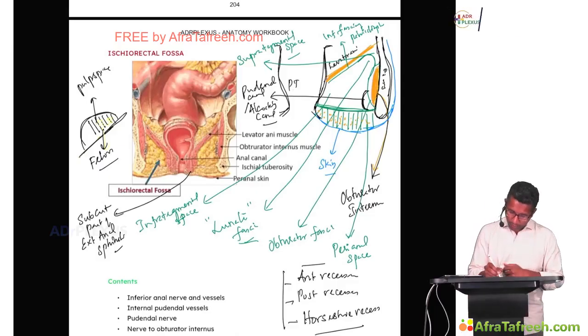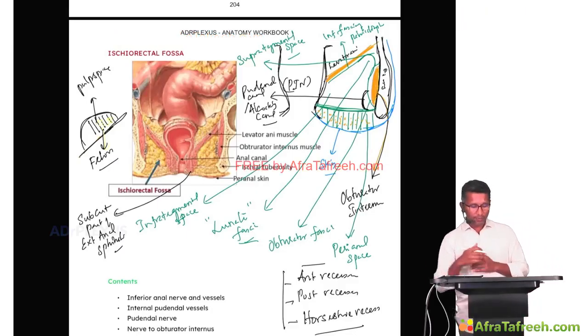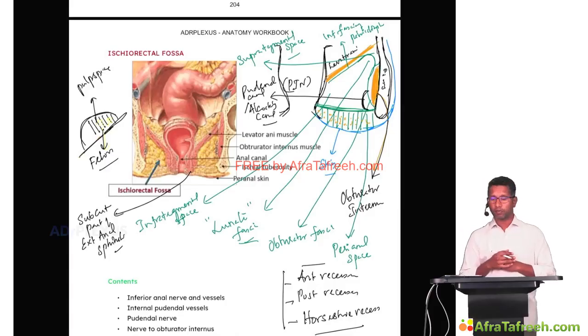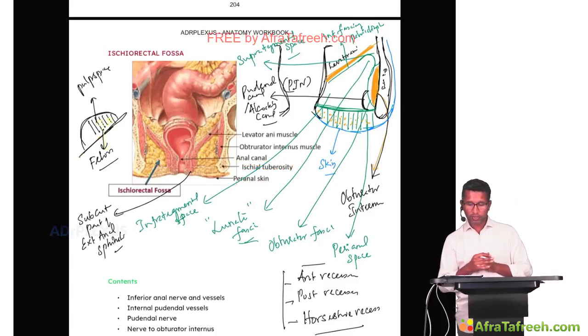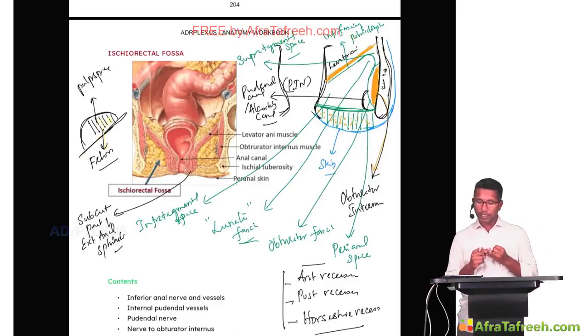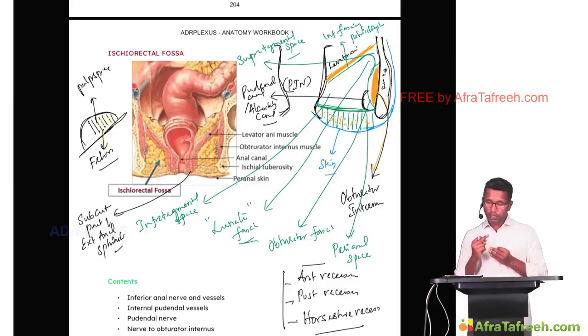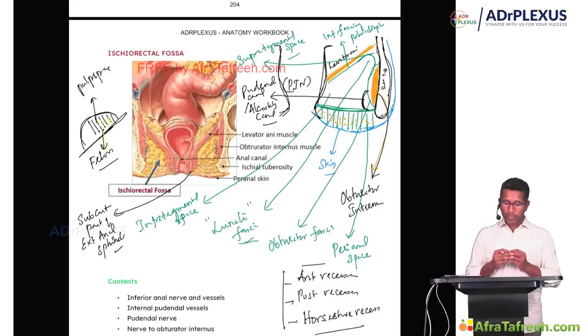If I say Alcock's canal or pudendal canal, it carries three structures in it, which go by the mnemonic PIN. Can anybody tell me the PIN structures which we saw yesterday, winding around the ischial spine? Yes, one is the pudendal nerve. Very good. Next is the internal pudendal vessels, that is the internal pudendal artery and vein. Next is the nerve to obturator internus. These three structures run through the pudendal canal, also called Alcock's canal.